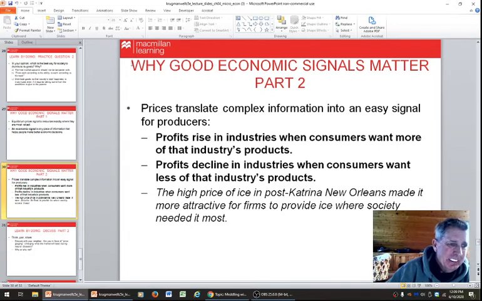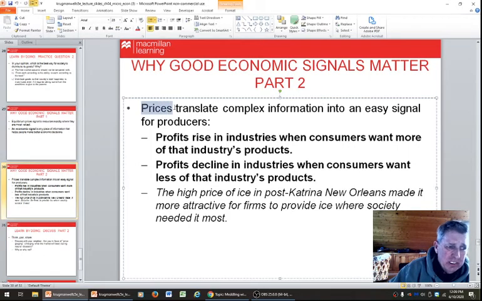Why good economic signals matter? Prices. Here's where they talk about prices. They translate complex information into easy signals for producers. Once again, Krugman and Wells, here's the announcement. The Federal Reserve held interest rates near zero, and projects that they will remain there through at least 2022. So if you are a saver, you will be punished until 2022.